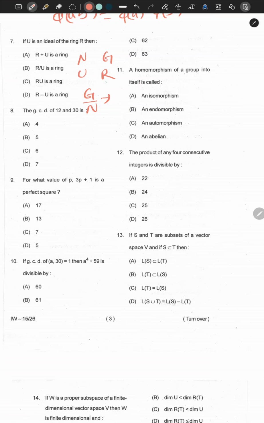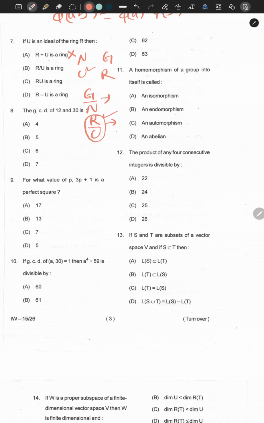Similarly, to define the quotient in a ring, the ideal comes in. Then R by U is also a ring. It is a celebrated theorem in ring theory: if U is an ideal, then R by U is a quotient ring, meaning it is a ring. So which option is true?